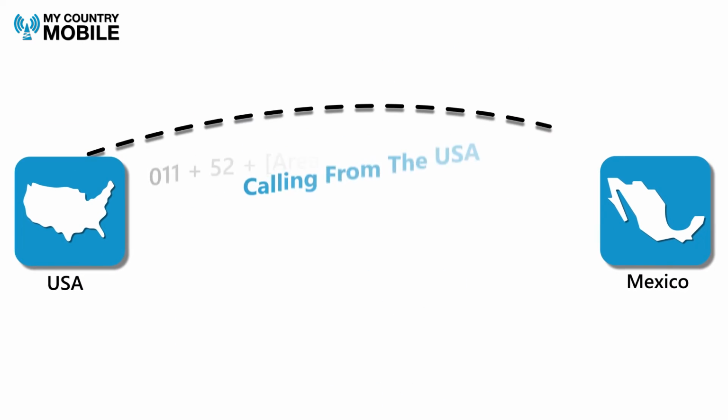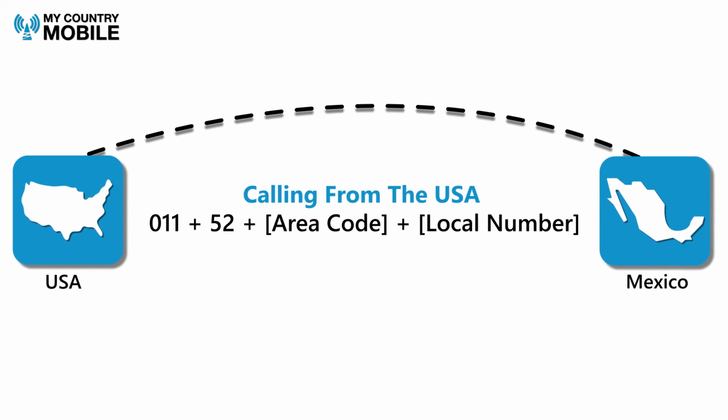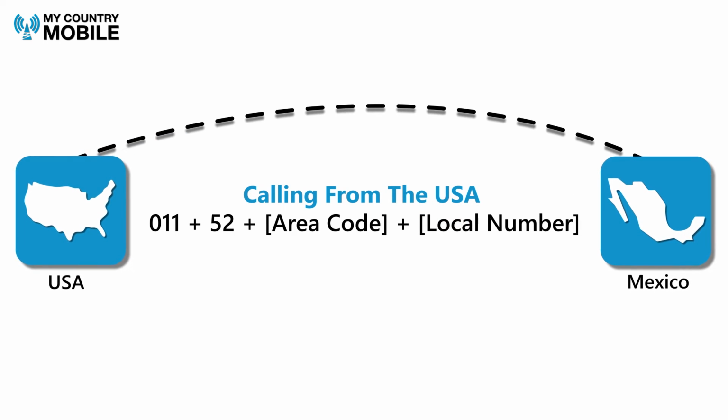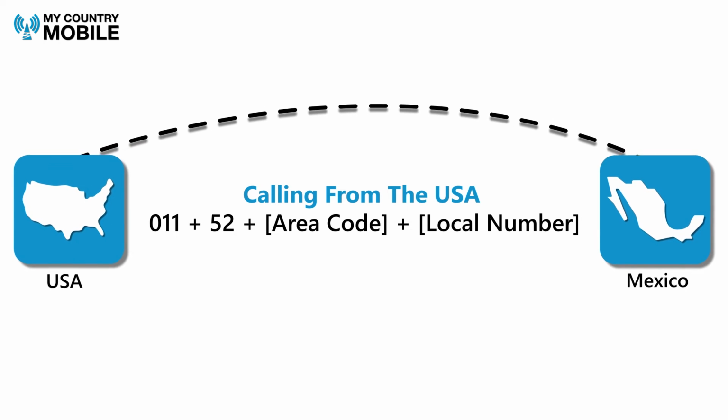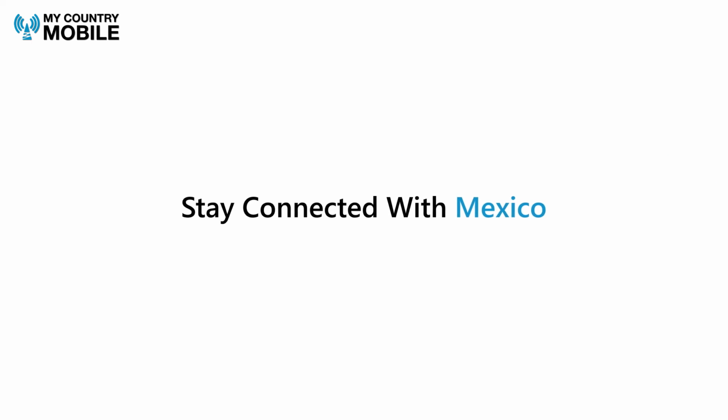To call Mexico from the USA, dial 011, the exit code, then 52, the country code, then the area code and local number. Now you know how to reach your friends and family in Mexico.